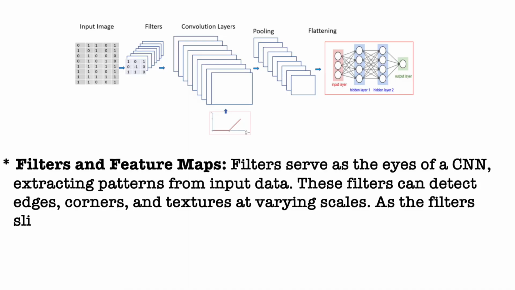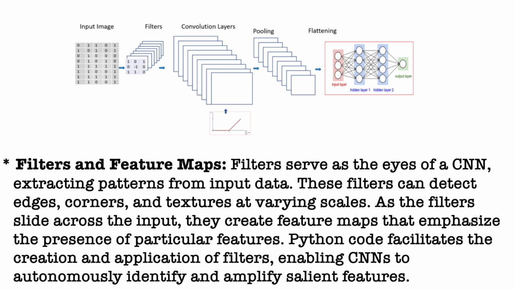Next one is filters and feature maps. Filters serve as the eyes of a CNN, extracting patterns, which are called features, from input data. These filters can detect edges, corners and textures at varying scales. As the filters slide across the input, they create feature maps that emphasize the presence of particular features. Python code facilitates the creation and application of filters, enabling CNN to autonomously identify and amplify salient features.